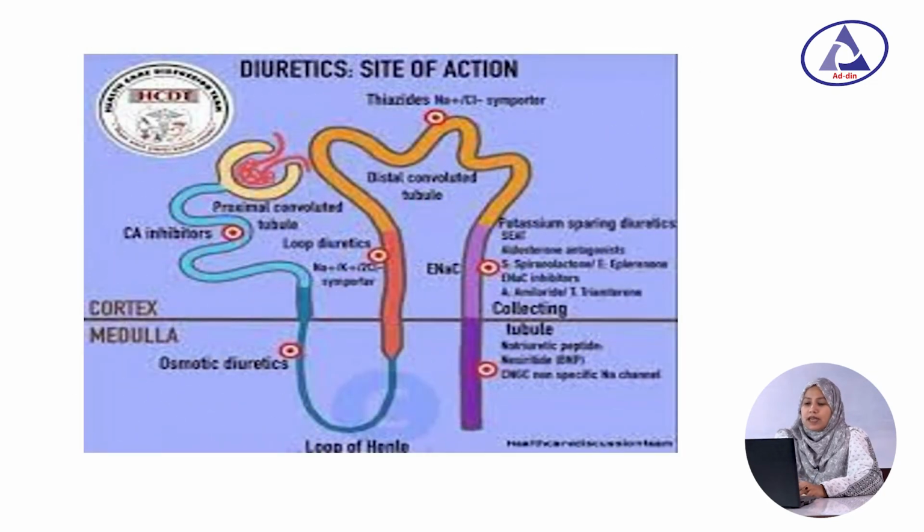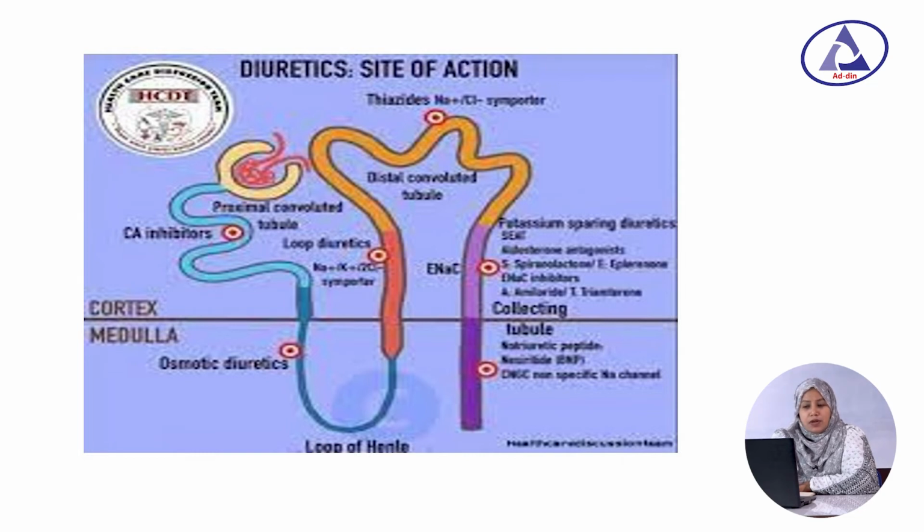So what are the sites? There are 4 types of sites of action: site 1, 2, 3 and 4. Site 1 has carbonic anhydrase inhibitors and osmotic diuretics. Here you will see the picture of a nephron, with the proximal convoluted tubule, the thick part of the ascending limb of loop of Henle, the proximal part of the distal convoluted tubule, and the collecting tubule and collecting duct.